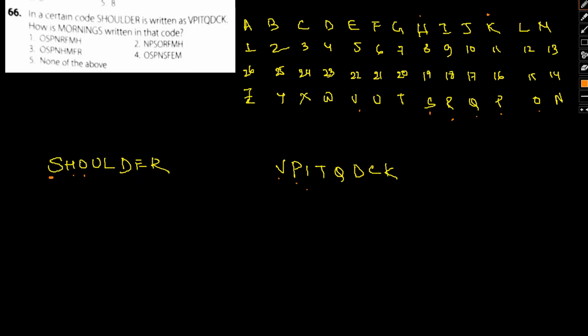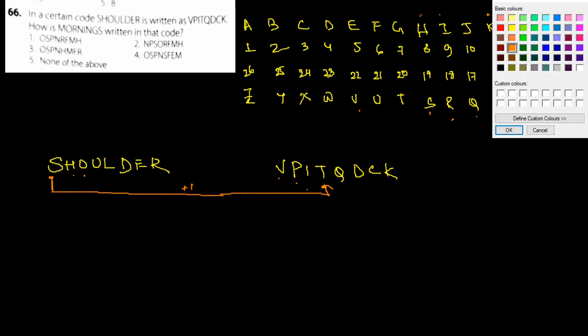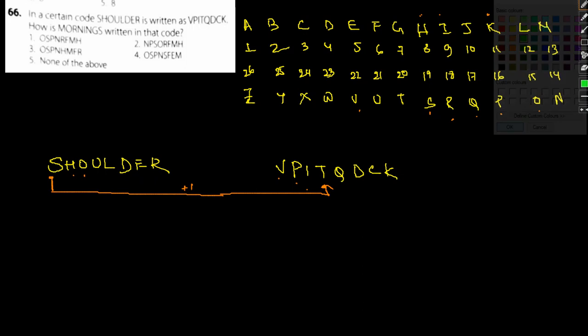Okay, let's do one thing. If we talk about this S and T, this is nothing but plus 1. Similarly, H and I, again H and I is plus 1. So yes, we are seeing some sort of pattern in here.